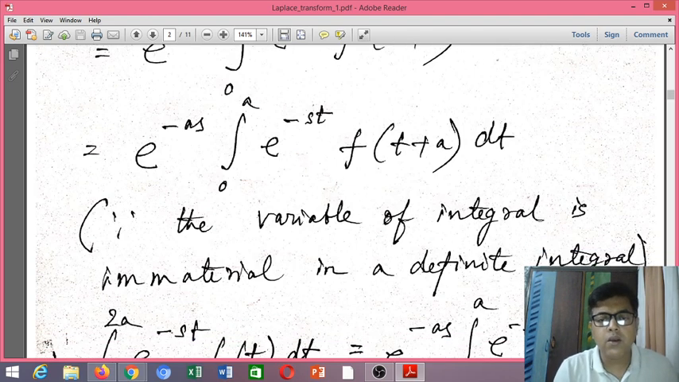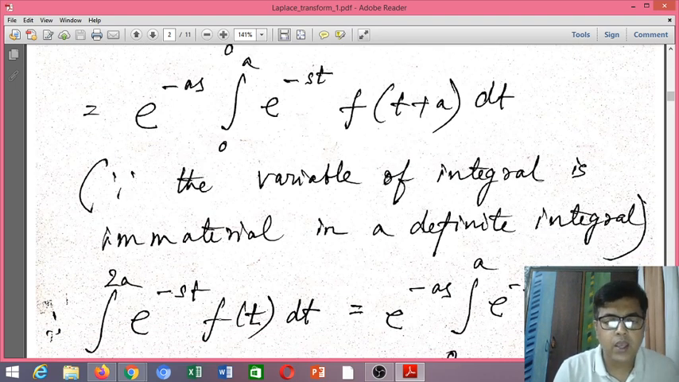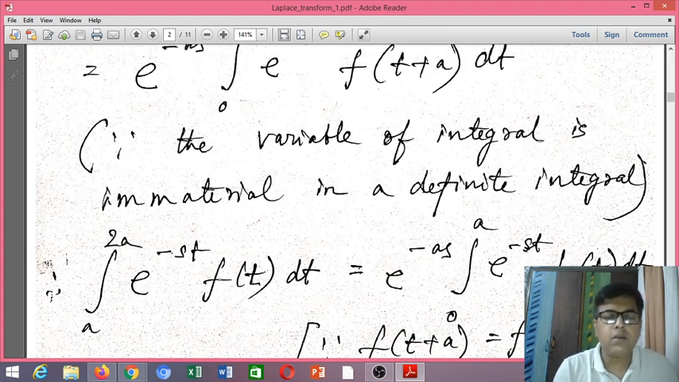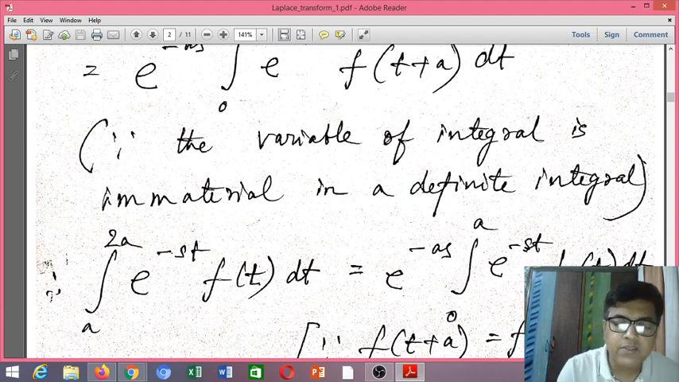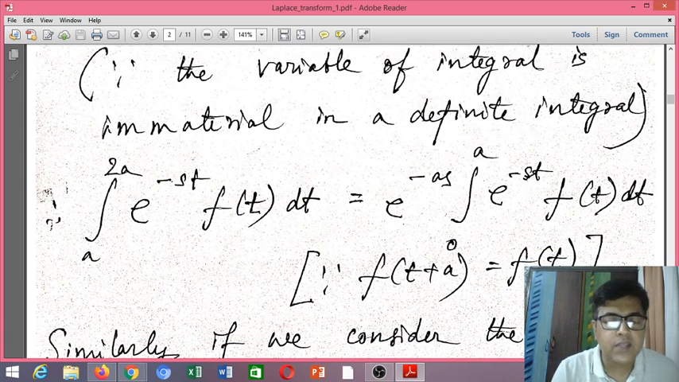Now we said initially that f(t) is a periodic function. So if f(t) is a periodic function, f(t plus a) will always be equal to f(t). So in place of f(t plus a), I put the value f(t). The moment I do that, I find that I have represented the second integral, that is a to 2a of e to the power minus st f(t) dt, in the form of the first integral: e to the power minus sa times integral 0 to a of e to the power minus st f(t) dt. So this is the first thing that we do.